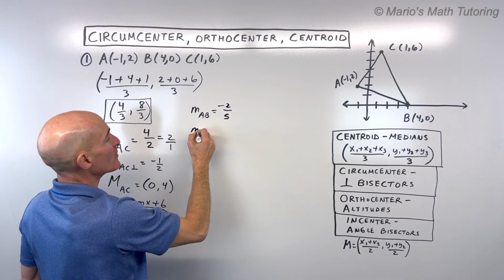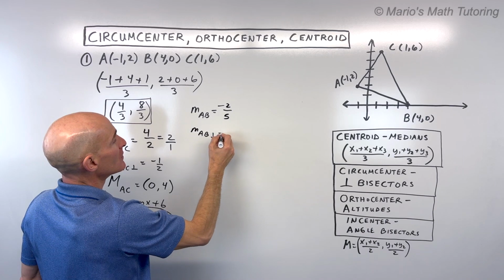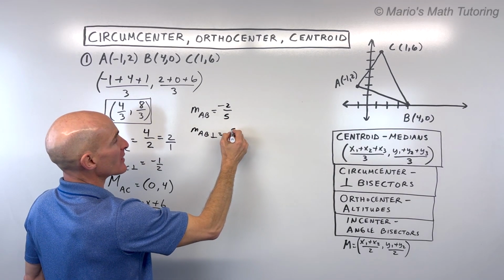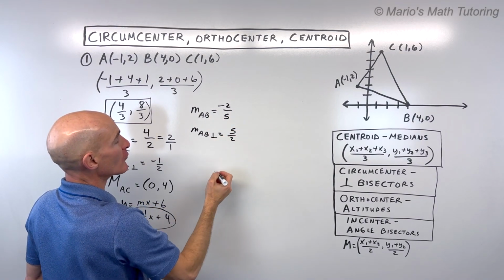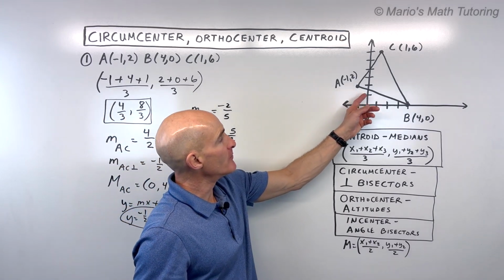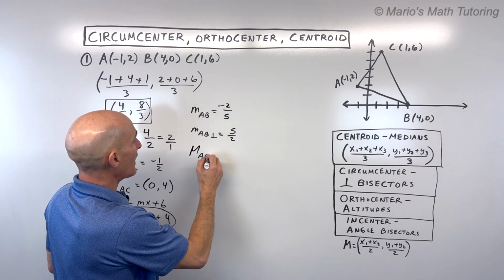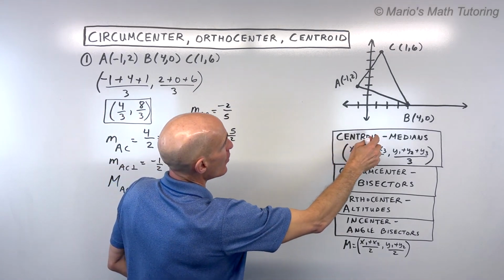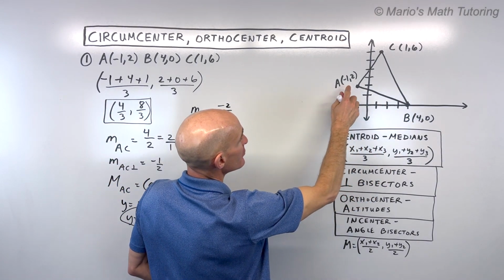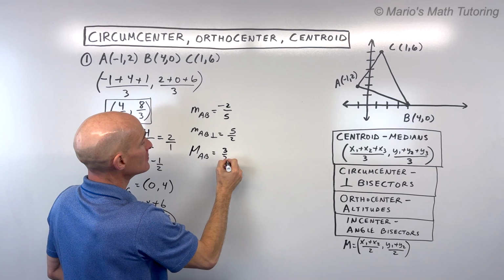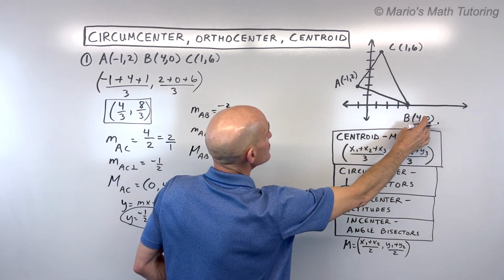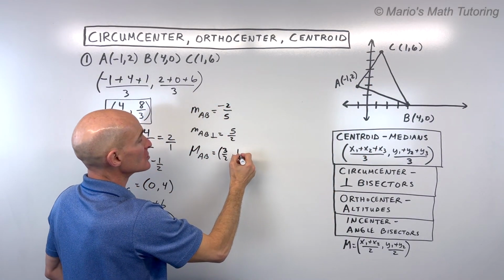But we want the perpendicular slope, so we have to take the opposite reciprocal. That's going to be a positive 5 over 2. Now we need to find the midpoint of AB. So remember the midpoint formula. We're going to average the x's and average the y's. So 4 plus -1 is 3 divided by 2. And 0 plus 2 divided by 2, which is 1.